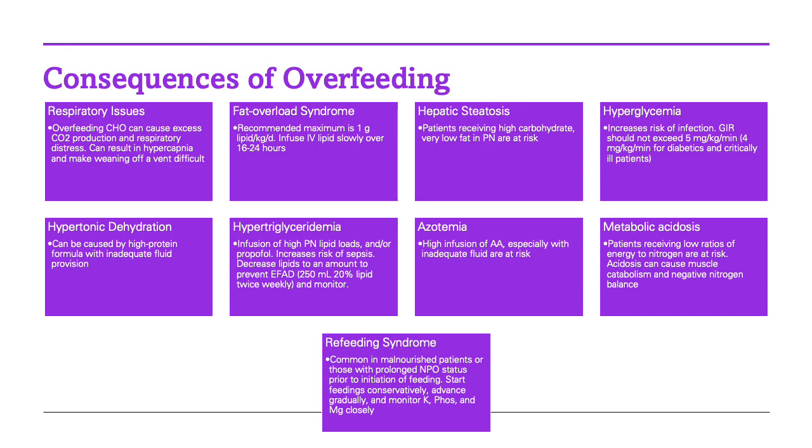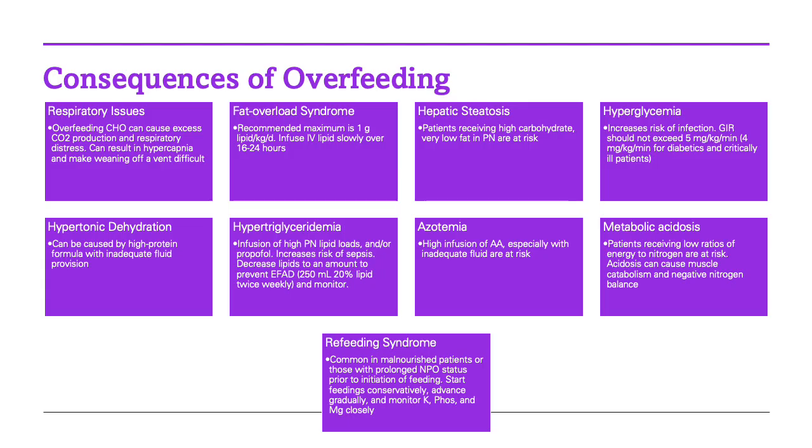Here is just a summary of all of the reasons that we do not want to overfeed our patients. Consequences of overfeeding, like we said, include respiratory issues. Overfeeding carbohydrate can cause excess CO2 production and respiratory distress, and that can result in hypercapnia and make weaning off the ventilator difficult. Fat overload syndrome: the recommended maximum amount for IV lipids is 1 gram of lipid per kilogram per day.